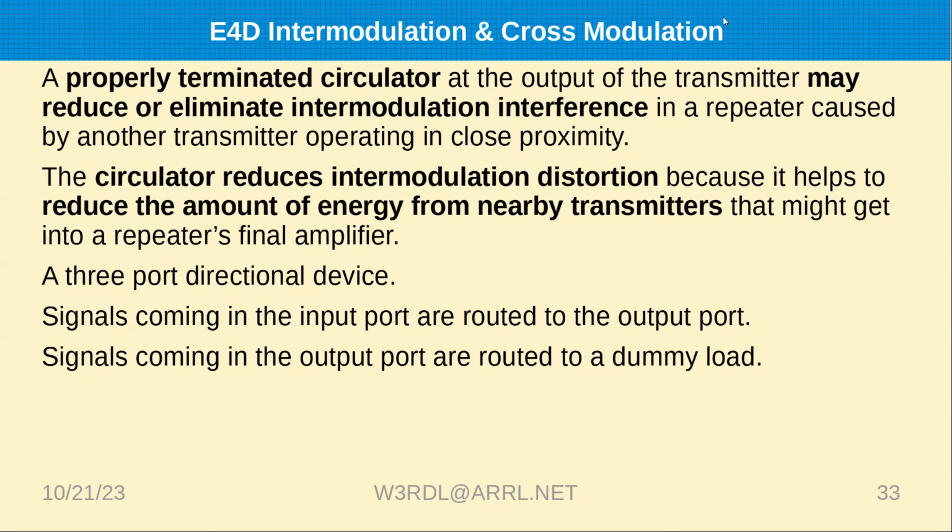A properly terminated circulator at the output of a transmitter may reduce or eliminate intermodulation interference in a repeater caused by another transmitter operating in close proximity. So it's one of those trying to get in. I guess maybe they can get in from the way the circulator works, signal on the output. Because that's what the circulator does, it blocks that.